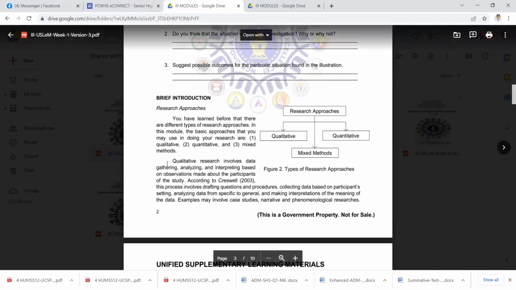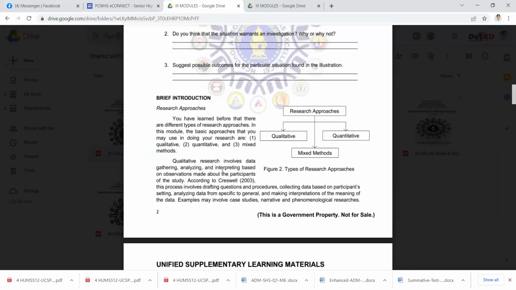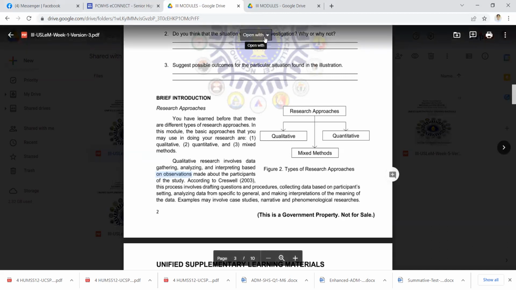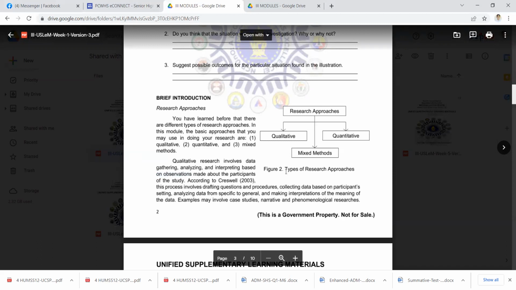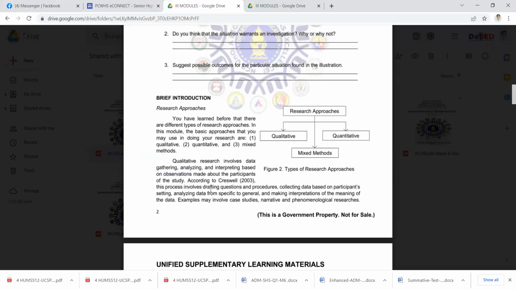Take note with the keywords. In qualitative, we try to interpret data through observation. Let us highlight that. And then, another word that we need to notice when it is qualitative. Okay, aside from observation of the participant, we have to analyze data from specific to general. Okay, from specific to general.